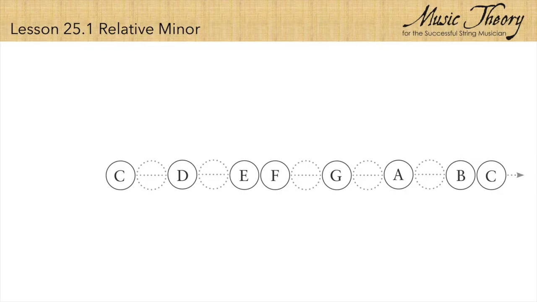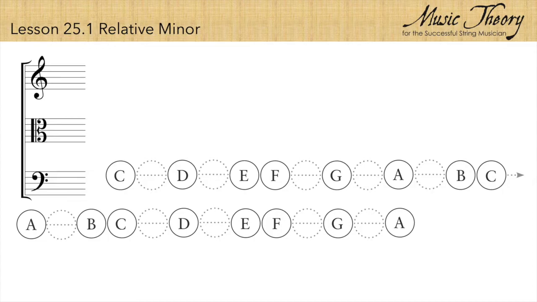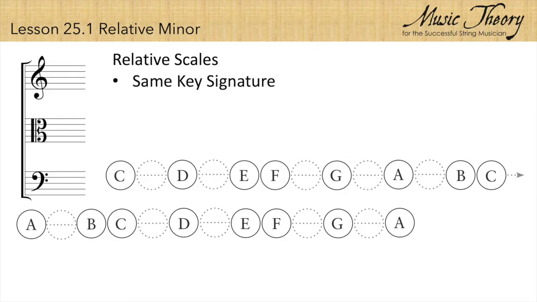In orchestra music, the most common resting tone for this group of all natural notes, besides C, is the note A. The half steps are in different places, so the scale sounds very different, but these two scales share the same notes and the same key signature. All of the notes are natural. When two scales share the same notes, they are said to be relatives. Relative scales have the same key signature, but they have a different resting tone.